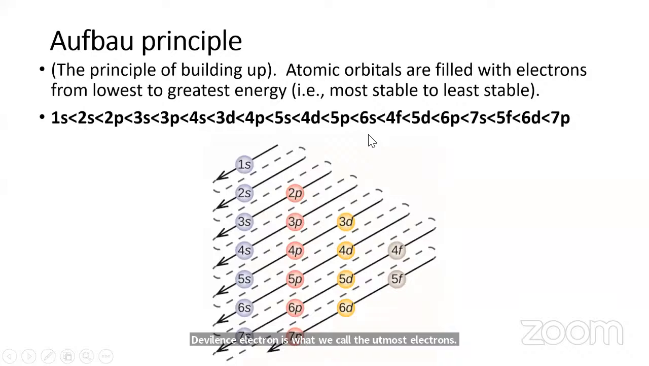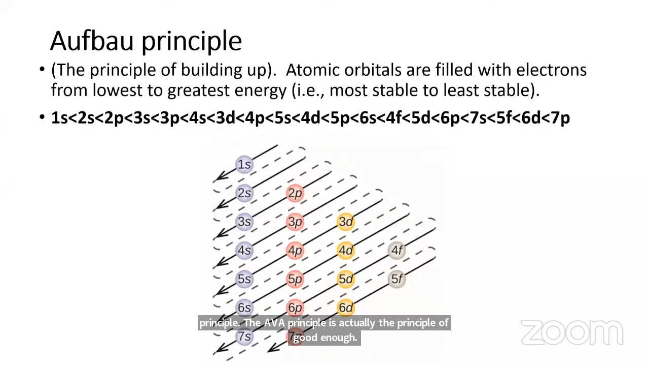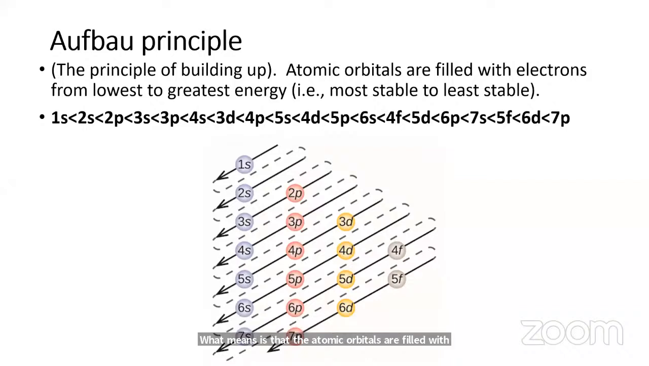Now, because we have said that in assigning electrons to an orbital, it has to follow a general rule, one of those rules is what we call the Aufbau principle. The Aufbau principle is actually the principle of building up. What it means is that the atomic orbitals are filled with electrons from the lowest to the highest energy. Now, there is a scheme here that shows the increase in the energy of the orbital. You start from the 1s orbital, and like we said on Monday, each of these orbitals will accommodate a maximum of 2 electrons.